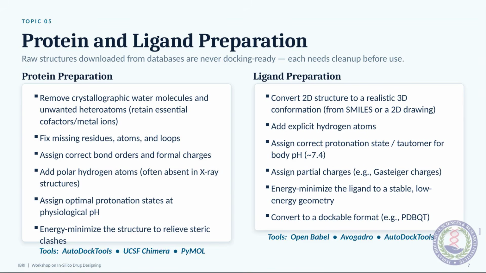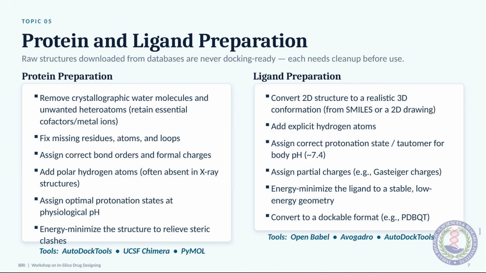For protein preparation, we remove crystallographic water molecules and unwanted heteroatoms while retaining essential cofactors and metal ions. Fix missing residues, atoms, and loops. Assign correct bond orders and formal charges. Add polar hydrogen atoms often missing in X-ray structures. Assign optimal protonation states at physiological pH. And energy minimize the structure to relieve steric clashes.